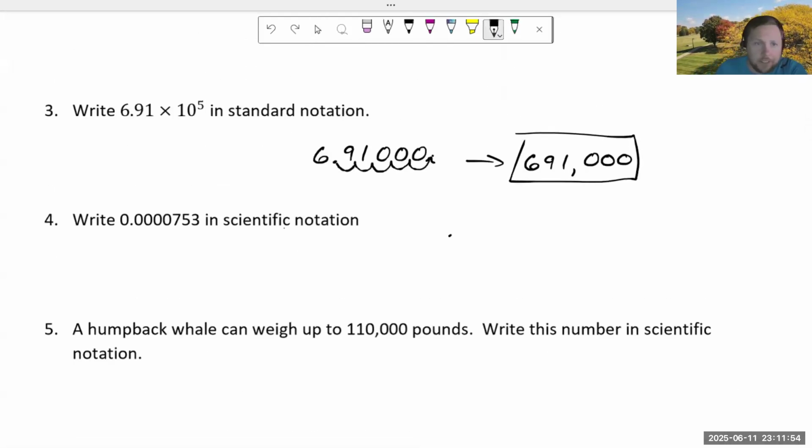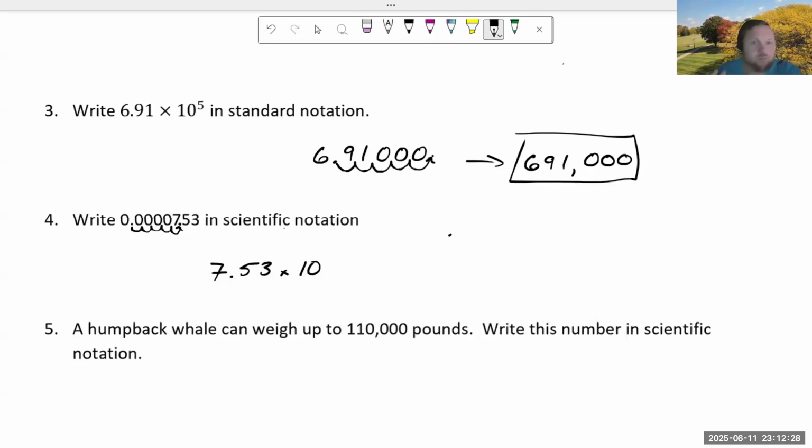Number 4, write 0.0000753 in scientific notation. I'm going to start with 7.53 times 10 to the something. This is where I want to end up, and I need to move my decimal point. So 1, 2, 3, 4, 5 places. I moved it 5 places to the right.